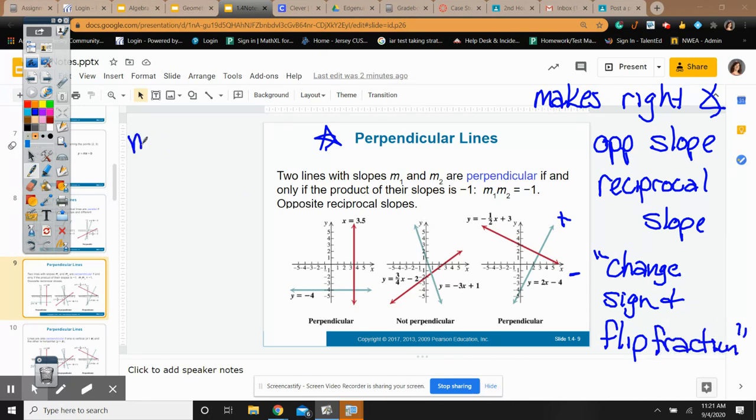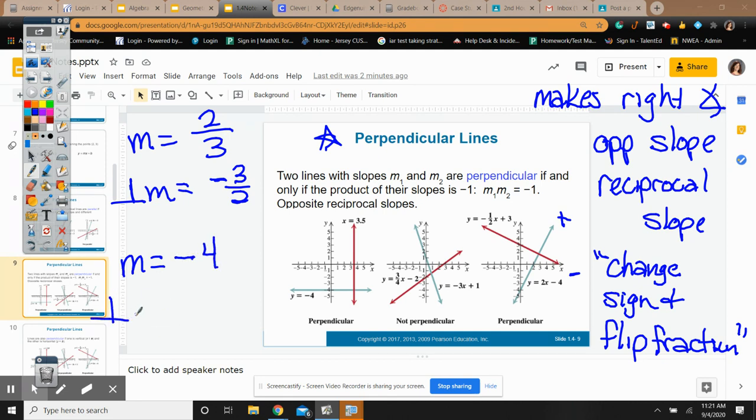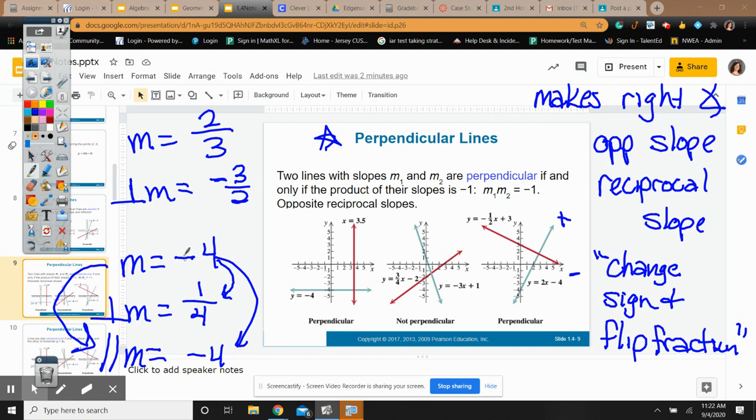So if the slope was 2/3, the perpendicular slope, that's the symbol for perpendicular, change the sign, negative, flip the fraction, 3/2. Those would be perpendicular slopes. If the slope was -4, the perpendicular slope would be change the sign, positive, flip the fraction, that would be 1/4. Now, if it's a parallel slope, we're talking about the original, it would be -4, because those two have the same slope, and these two have the opposite reciprocal.